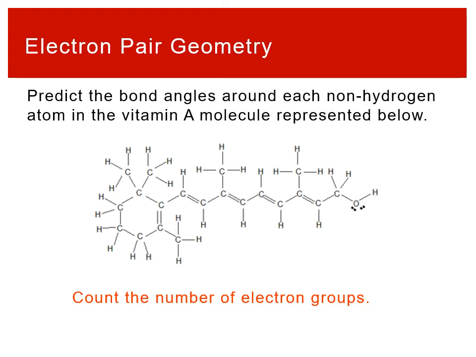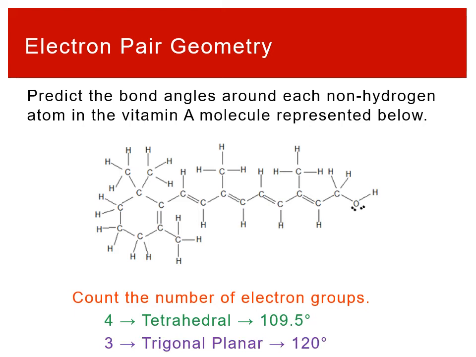And so as a result, that's really just counting bonds. There's 4 things that it's bonded to, 4 different atoms that it's bonded to. That's tetrahedral, and it'd have 109.5. If there was 3 things, it'd be trigonal planar, and their bond angles would be 120.